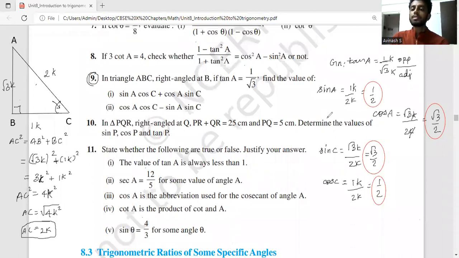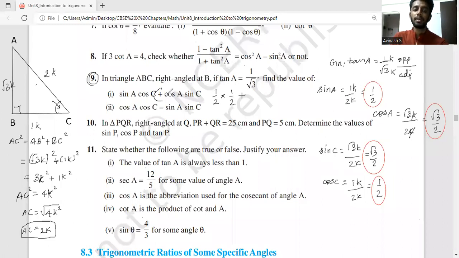Now what we are going to do is we have gotten the values of sine A, cos A, sine C and cos C, and we are going to substitute them in the subdivisions. So subdivision 1 says sine A. So in the place of sine A, I'm going to substitute 1 by 2 into. So basically this represents product between sine A and cos C. So cos C is also 1 by 2.